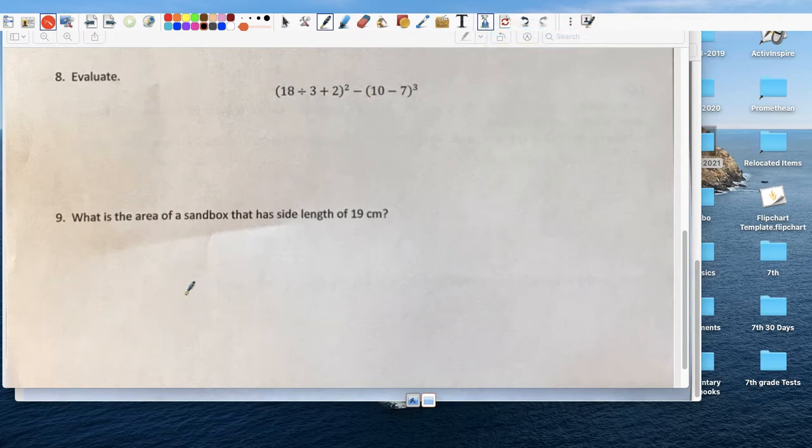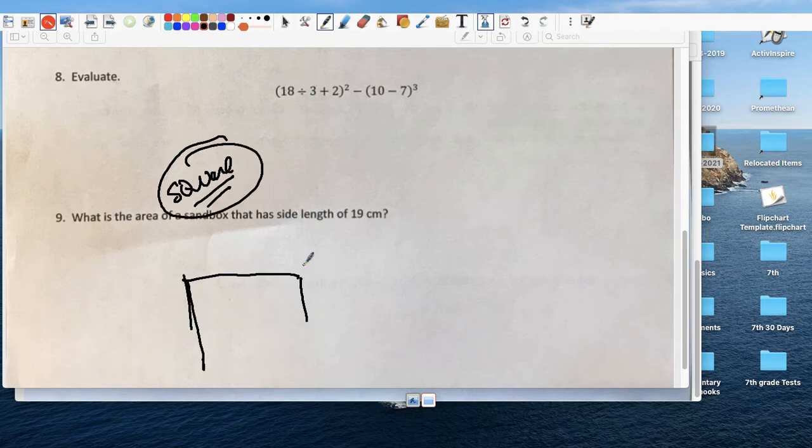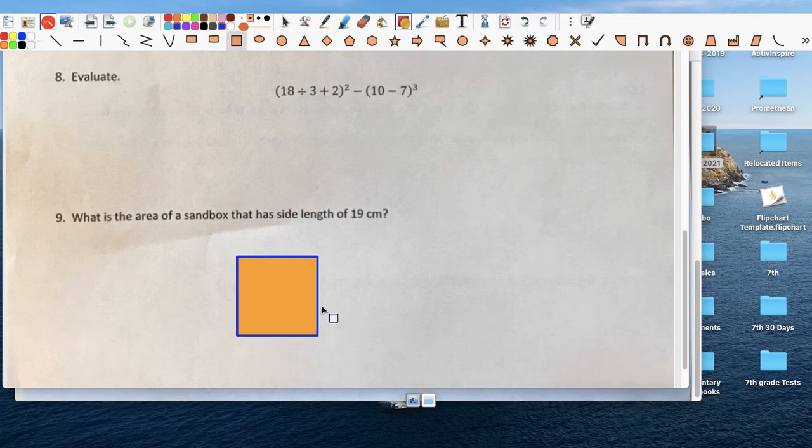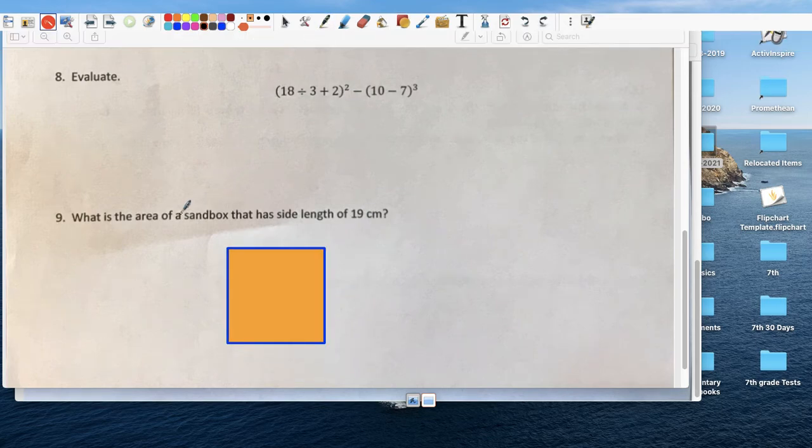And lastly, there is a sandbox. So let me draw a sandbox. Okay, sorry. I forgot the word square sandbox. So this question has to say the area of a square sandbox that has side lengths of 19. So yeah, I'm missing that word. So that was super important, because if it's not square, how do you know the other measurements, right? So I really forgot. Right, it should be over here.